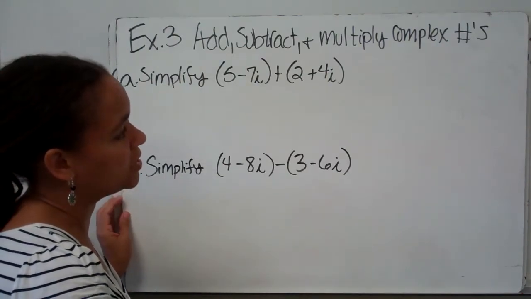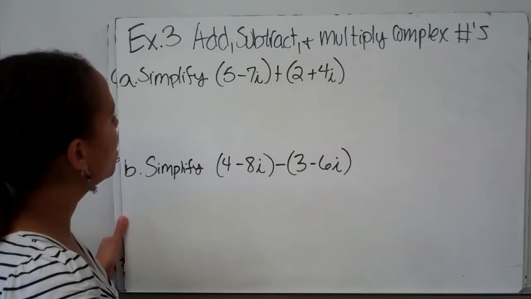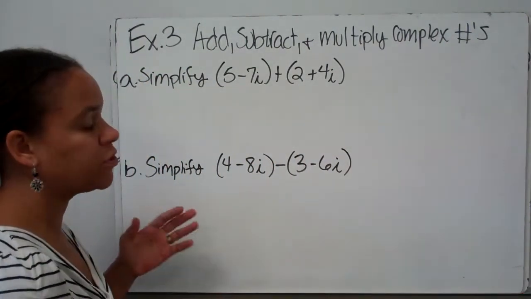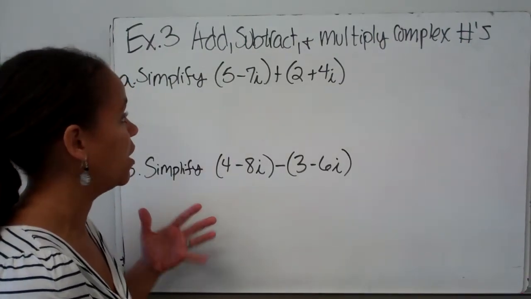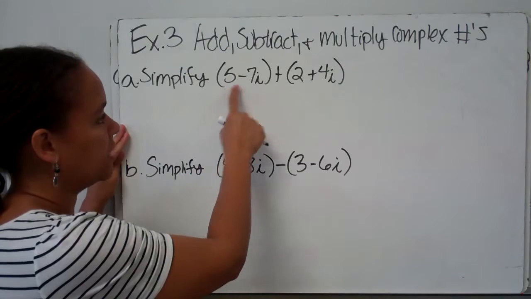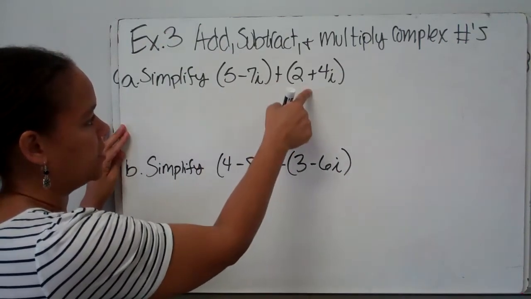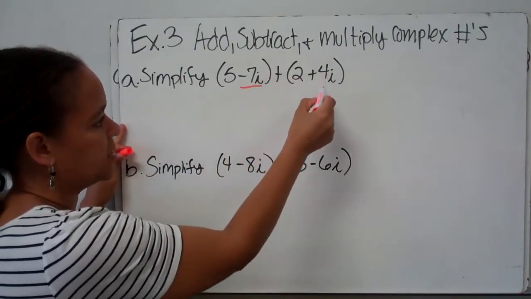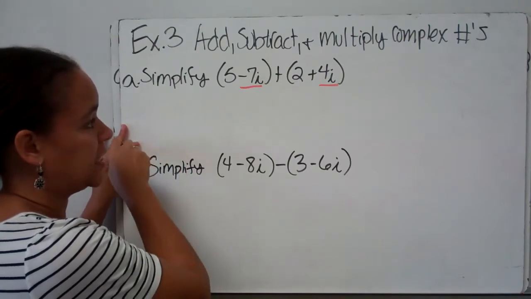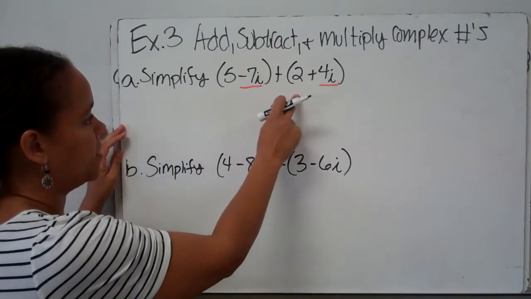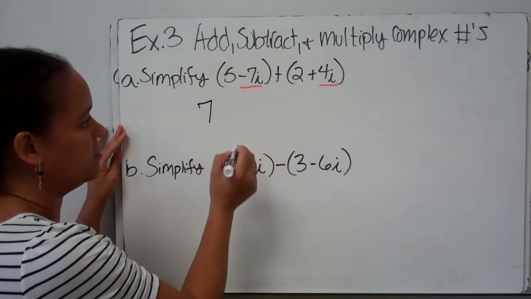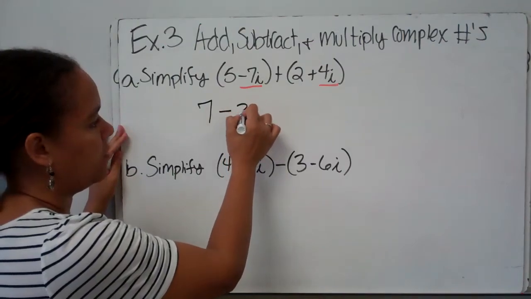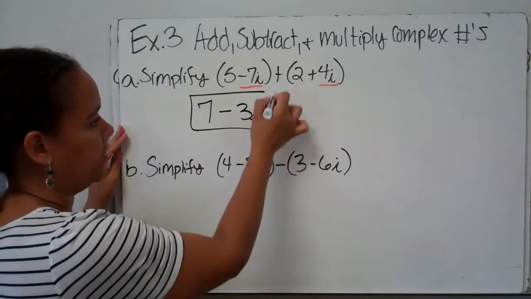Now we're going to add, subtract, and multiply complex numbers. So here, when we're adding and subtracting the same thing, we do the real with the real, the imaginary with the imaginary. So it's the same thing that happens. So we're going to take the 5 and the 2, we're going to add those together. We're going to take the negative 7i plus the 4i, and we're going to add those together because that's the imaginary part. So we have 5 plus 2, which is going to be 7. And then negative 7i plus 4i is going to be negative 3i. And that will be our final answer.